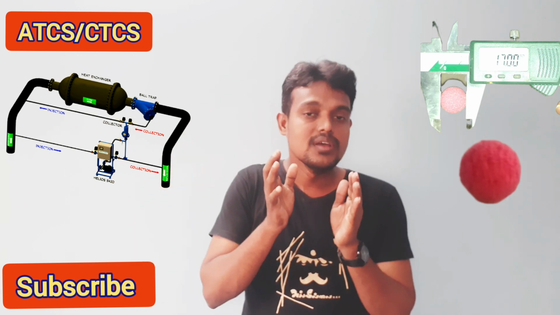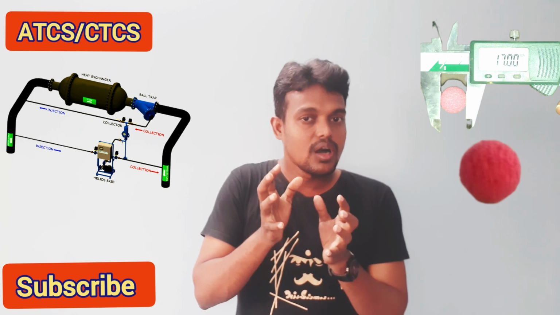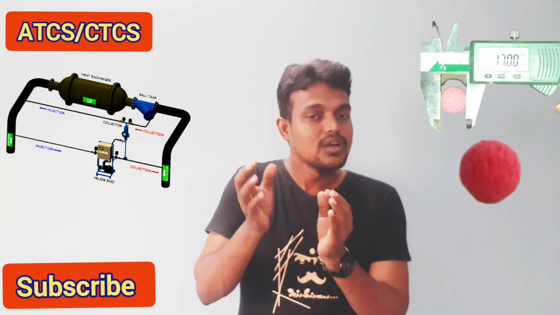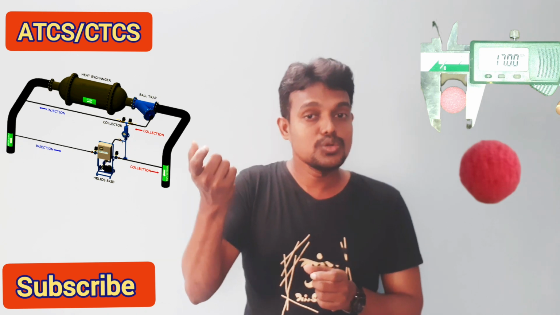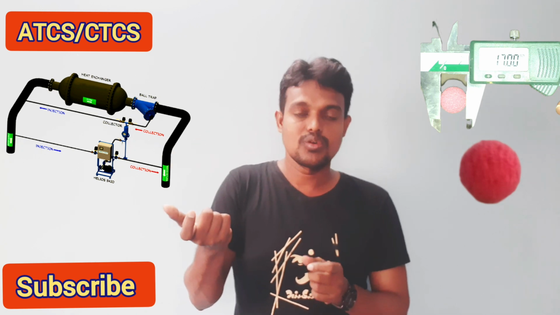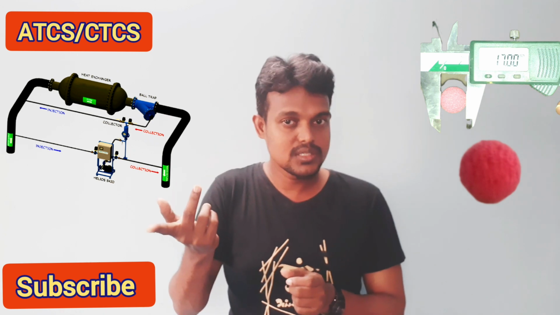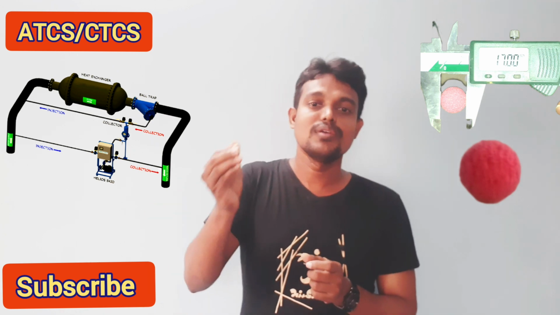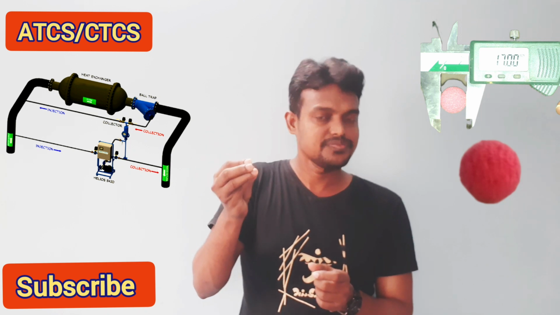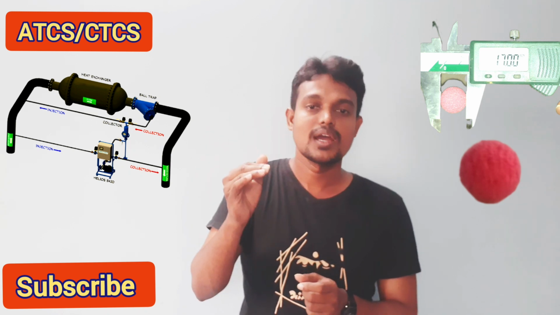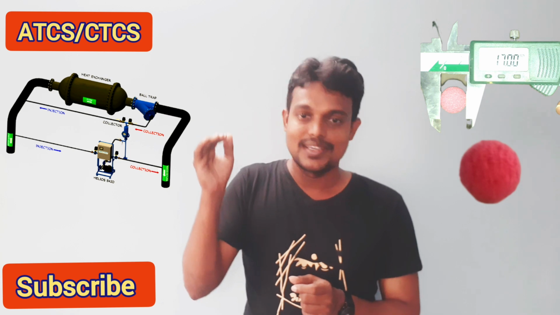So how to choose your sponge ball? You should choose your sponge ball based on the condenser tube coil size. It should not be greater than your condenser tube coil size. It should always be less than, at least a minimum of 0.3 mm less than, your condenser coil size.